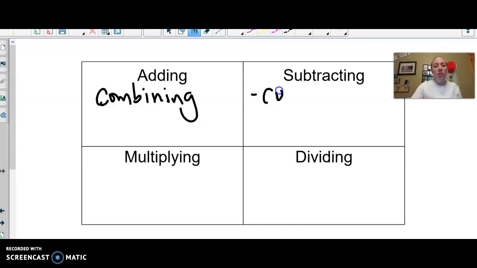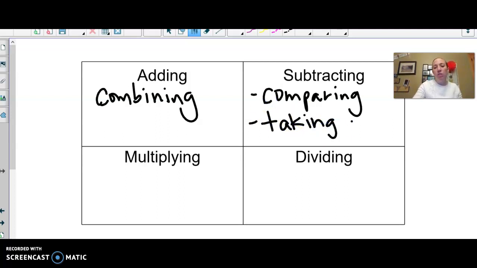With subtraction, either we are comparing, so how much more, how much less, how much taller, how much shorter, what's the difference, or we're taking away. So if someone has something and then it gets eaten, it gets sold, they spend the money, we're taking something away, so we know we're subtracting. These are the ones we'll see in our problems today.